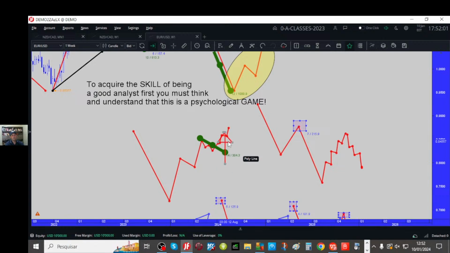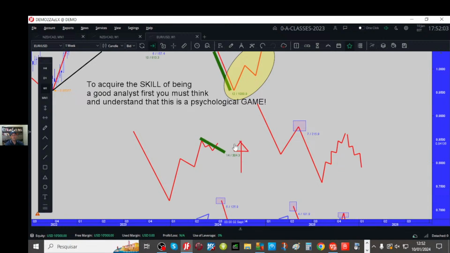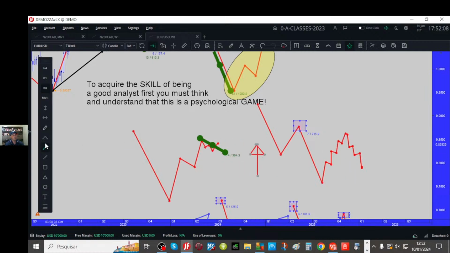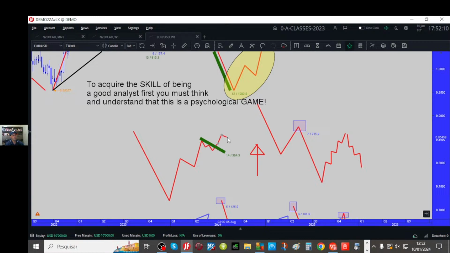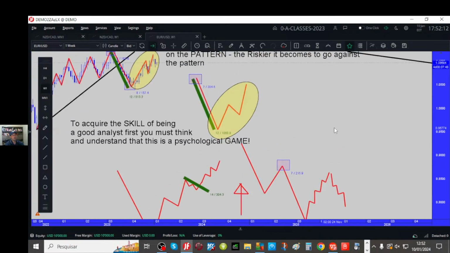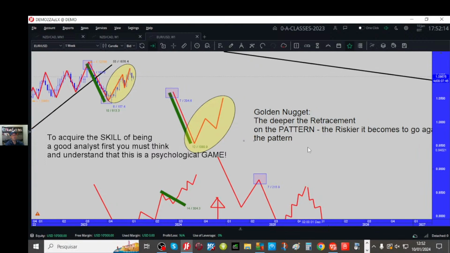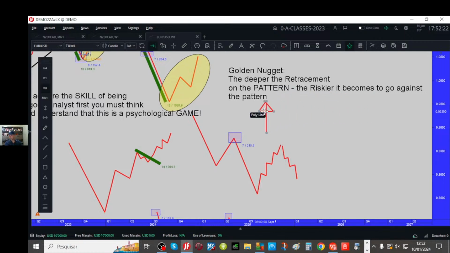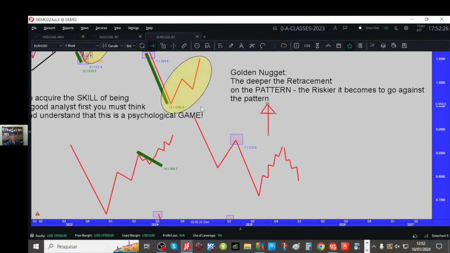The professional or advanced trader is not chasing the money anymore. He or she is going to try to short the market, and even if the market goes up, he or she is not going to buy. Why not? Because of this golden nugget: the deeper the retracement on the pad, the riskier it becomes to go against it. In conclusion, Clara, do you still want to buy euro dollar?